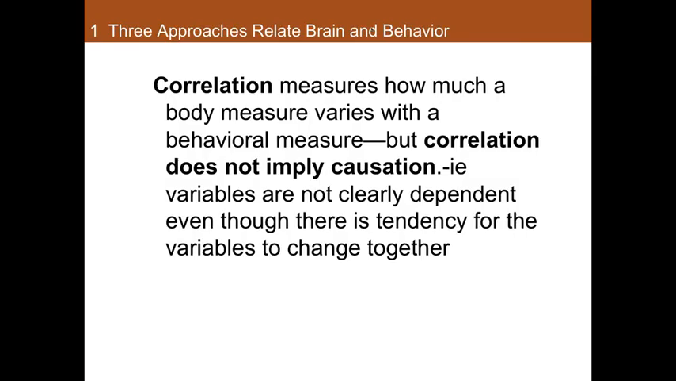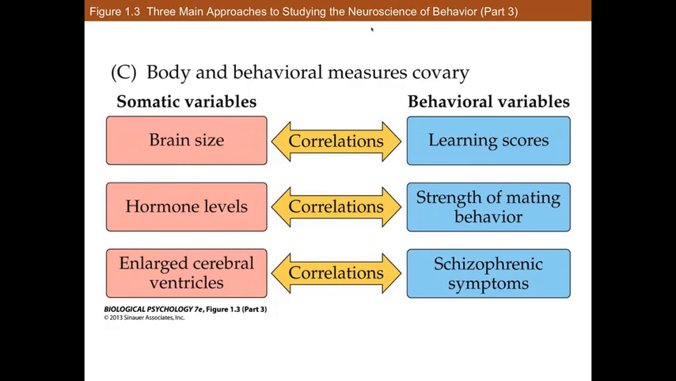So a correlation measures how much a particular measure varies with another measure. And here we're talking about how physical measure will change in relation to a behavioral measure. But correlation does not imply causation. So even though things may vary or change with each other, it doesn't mean that one is causing the other. They could be completely independent. So for instance, brain size might be correlated with learning scores, but that doesn't mean that a bigger brain necessarily results in better scores on tests.